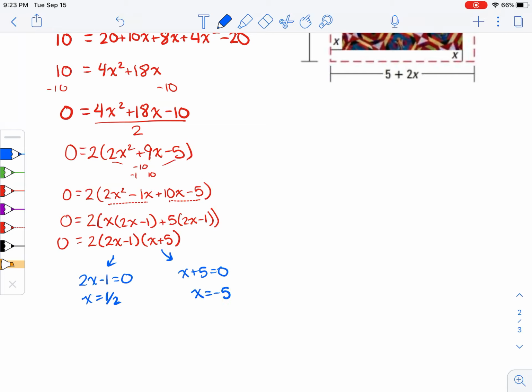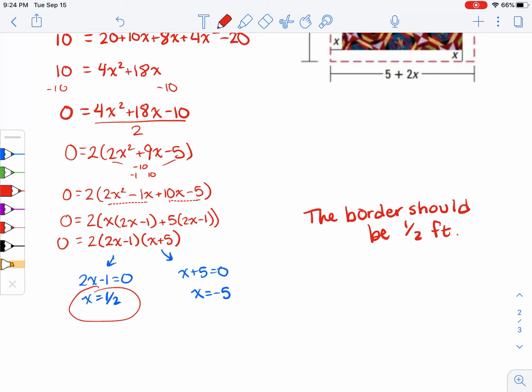So now you have to ask yourself, okay, there's two solutions here. Which one makes sense? If you're talking about a specific width, it doesn't make sense to have a negative width. So this one's going to be our final answer. So we can say the border should be 1/2 foot.